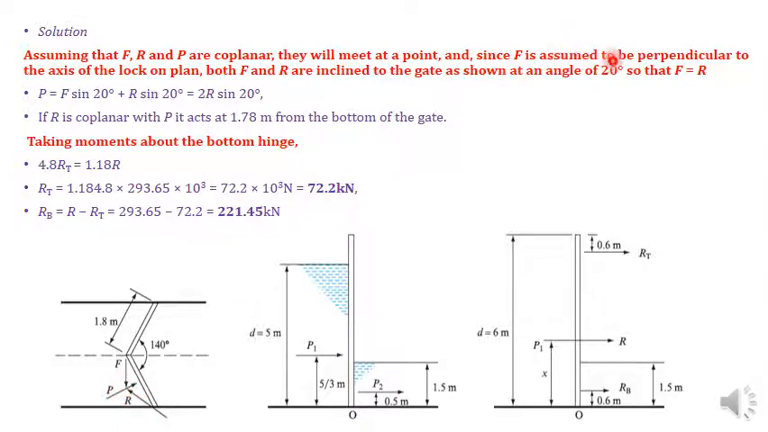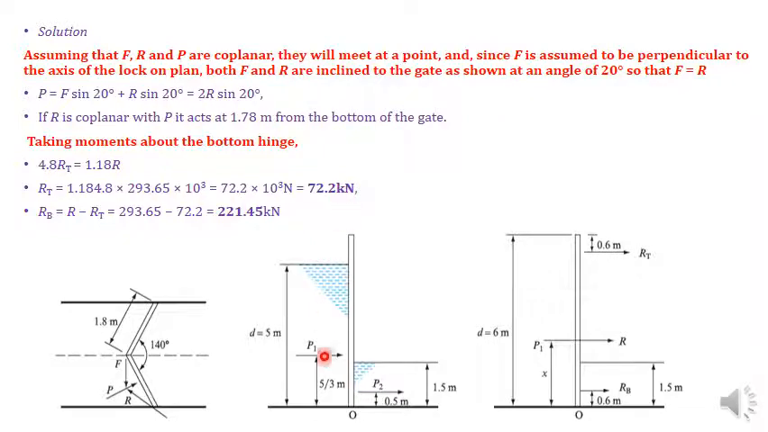And since F is assumed to be perpendicular to the axis of the lock on the plane, both F and R are inclined to the gate as shown in the figure, with an angle of 20 degrees. So that F is equal to R. So here you can say that the angle formed by the force with the gate will be 20 degrees, because the total angle is 70 degrees, 90 degrees from the axis, and what is left is 20 degrees. In this particular case, if both R and F make the same angles, then those will give you the same answers. Your F will be equal to R.